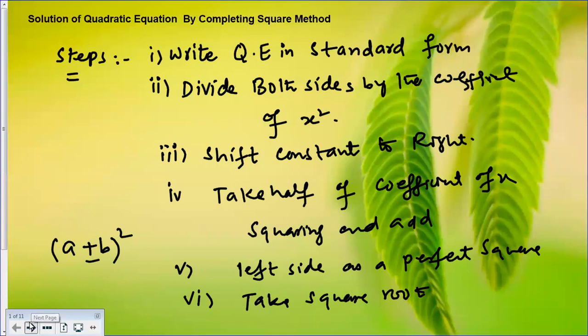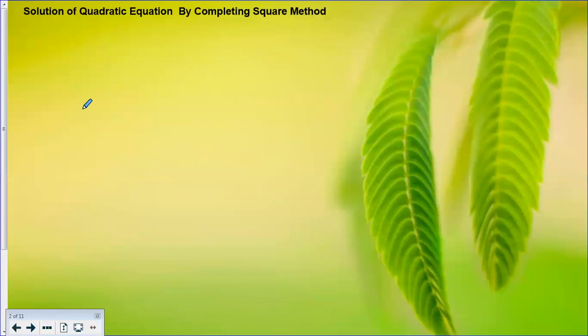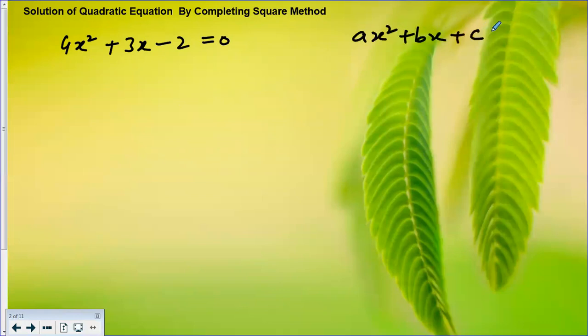So let me give you a simple example. Let's suppose we have an equation, let's say 4x square plus 3x minus 2 equals 0. Now we need to solve this equation by using the completing square method. So the first step, we write the equation in standard form, which it is already in. If we compare it, this is the standard form of any quadratic equation.